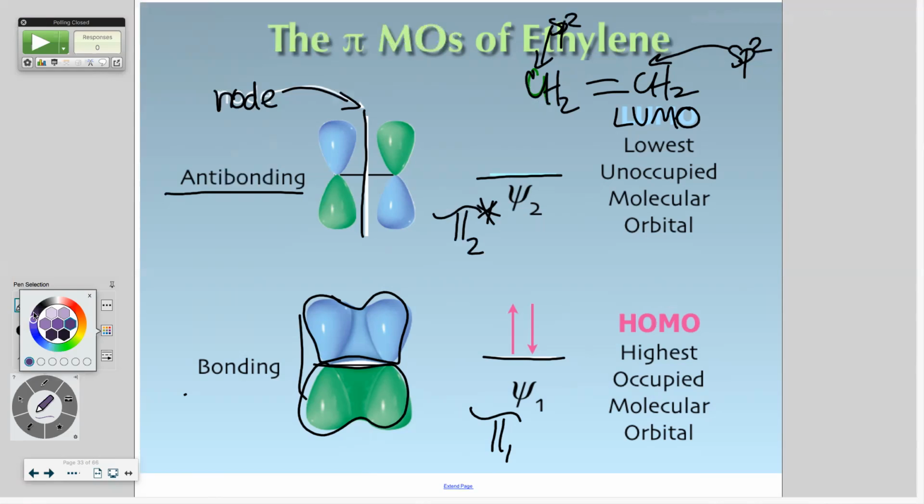HOMO, the highest occupied molecular orbital, means which orbital is highest in energy and has electrons. LUMO, the lowest unoccupied molecular orbital, is which orbital is lowest in energy and has no electrons in it. It's unoccupied. Okay, so that's what that stands for. Now, here, there was only 2. So we're going to move on.